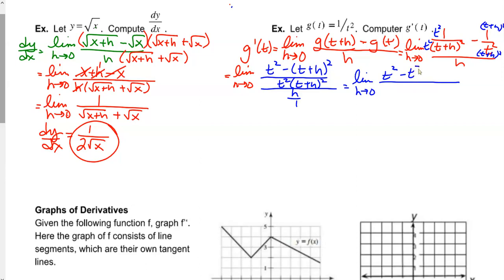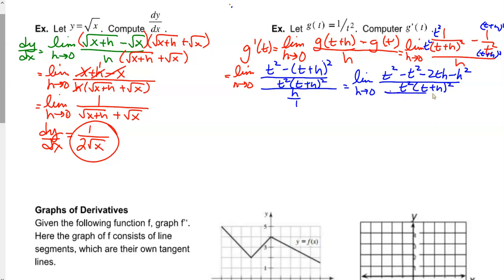So I end up getting a minus t squared. Second term, you multiply together and double, so that would be a 2th, but I have a negative out front that I would distribute through as a minus 2th. Last term is that you square the last and get an h squared, but again, you have a negative out front that you would distribute through as a minus h squared, all over that t squared times t plus h quantity squared, all over our h over 1.